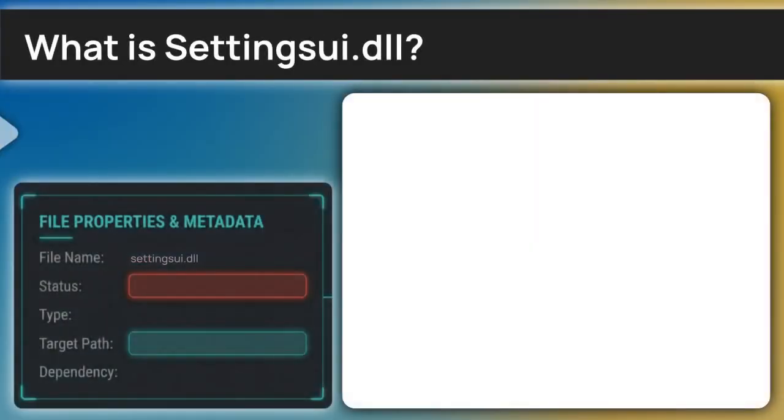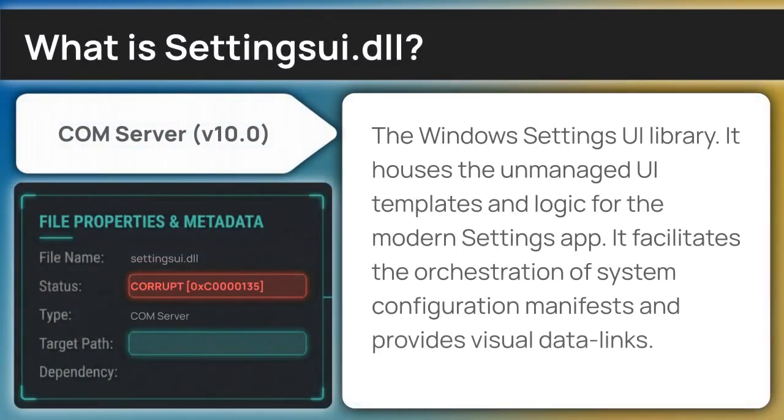This is the Settings UI library, the Windows Settings UI library. It houses the unmanaged UI templates and logic for the modern Settings app. It facilitates the orchestration of system configuration manifests and provides visual data links. With the why out of the way, let's focus on getting you running again.